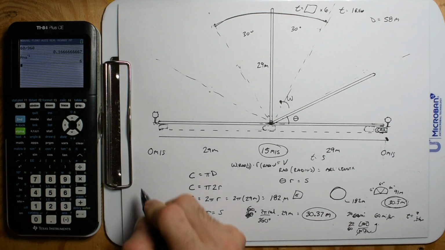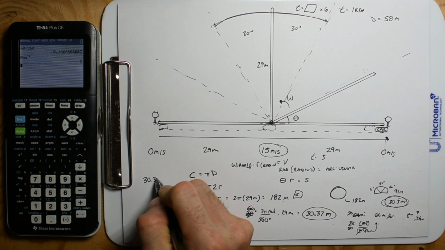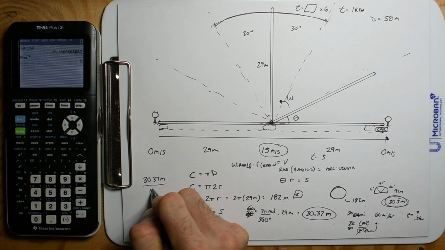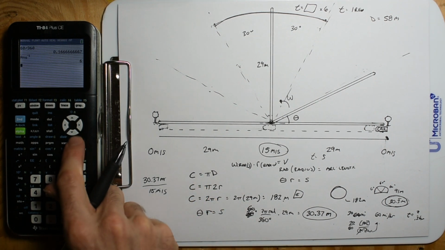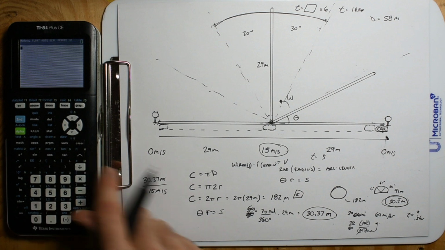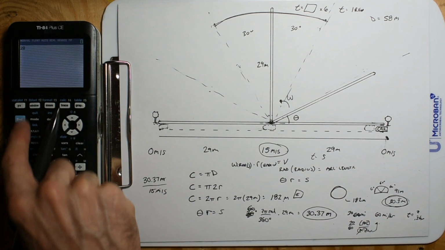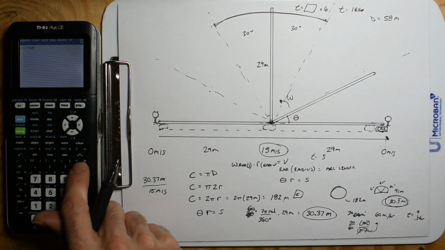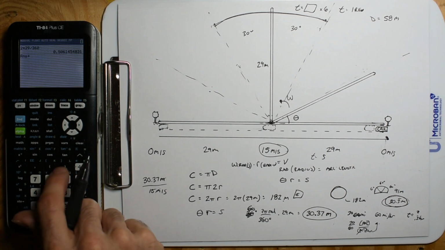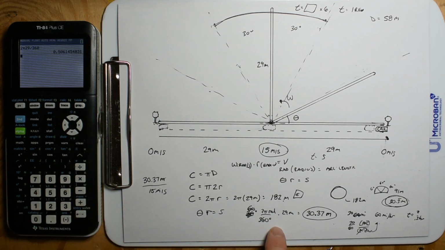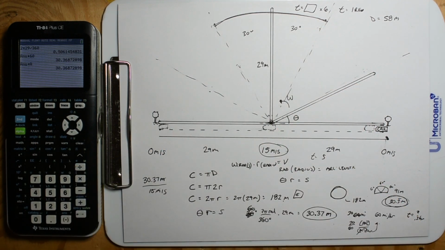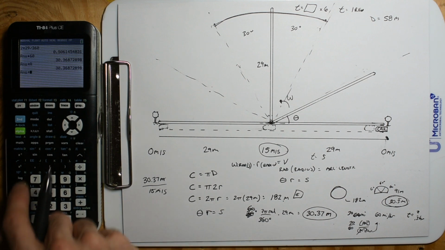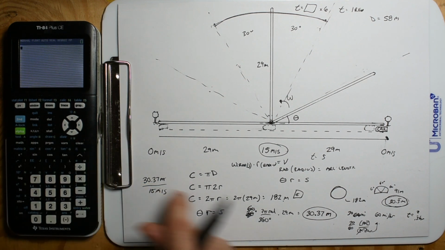So we're going to have 30.37 meters divided by 15 meters per second. Meters cancel, seconds pop upstairs. I need to store this: 2 pi 29 divided by 360, times 60. I'm going to store that as alpha S for the arc length.